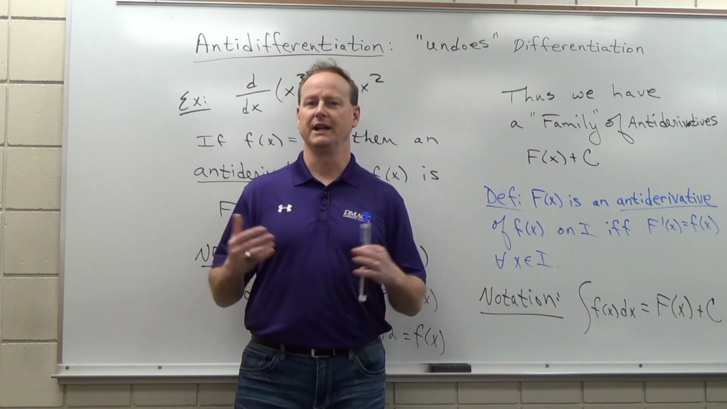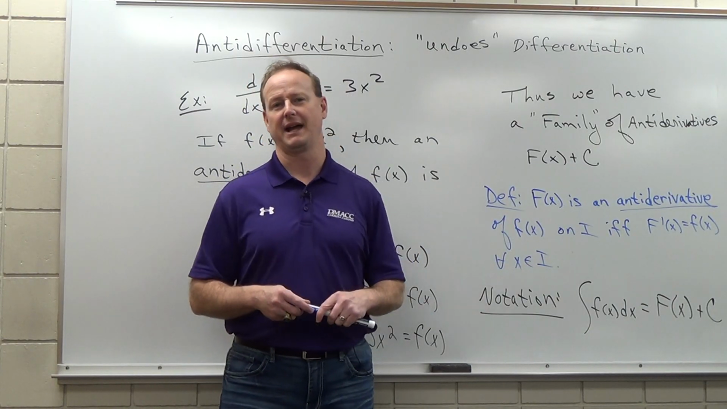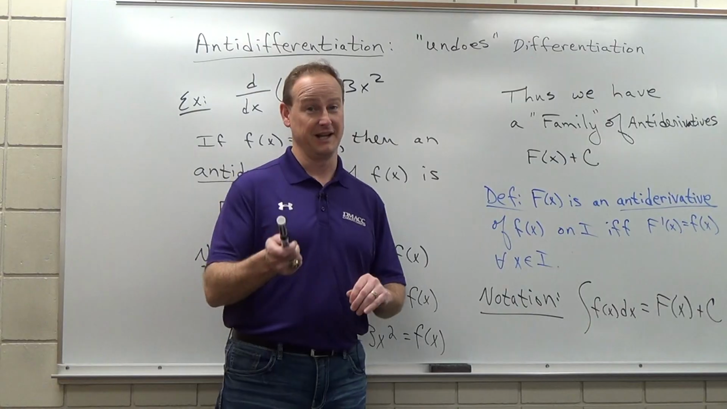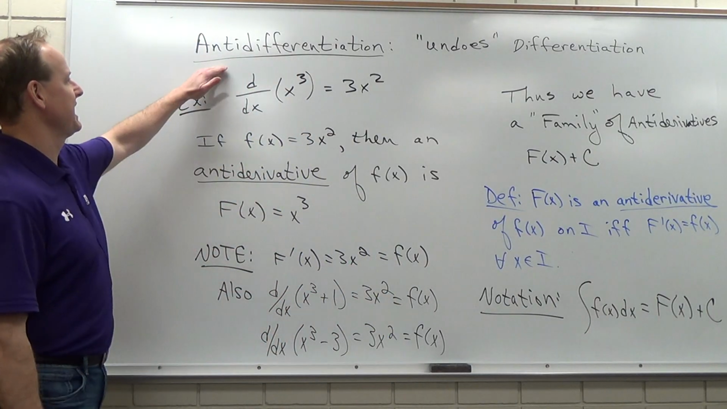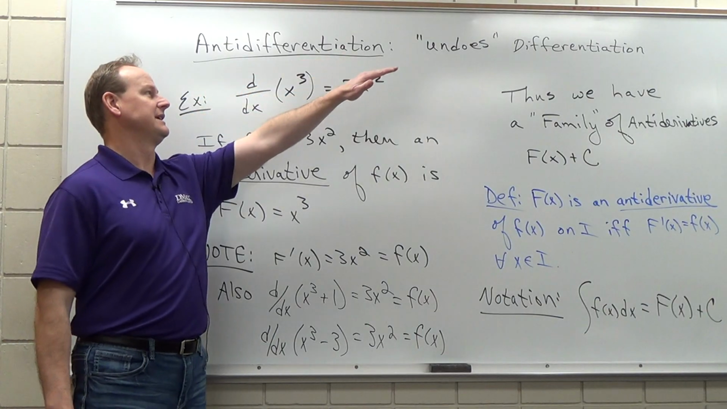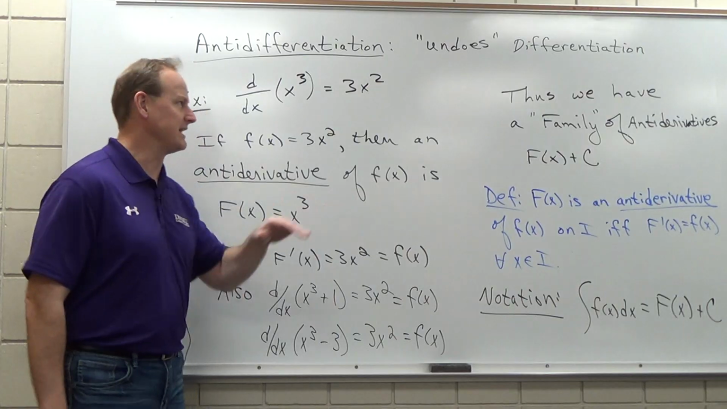And if you want to undo x squared, if you take some quantity squared, you take the square root back. Of course, if you take the square root, it's plus or minus, but that was a different video. So let's look at this inverse operation of taking a derivative called antidifferentiation. And let's start with an example.